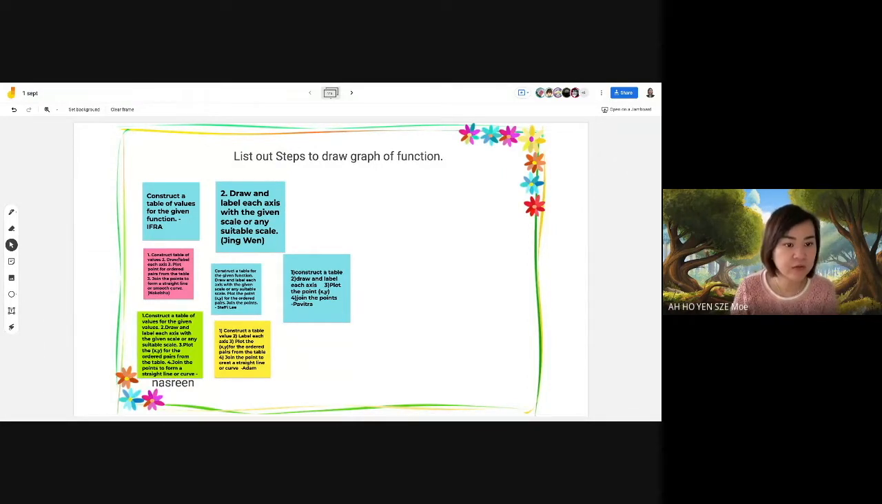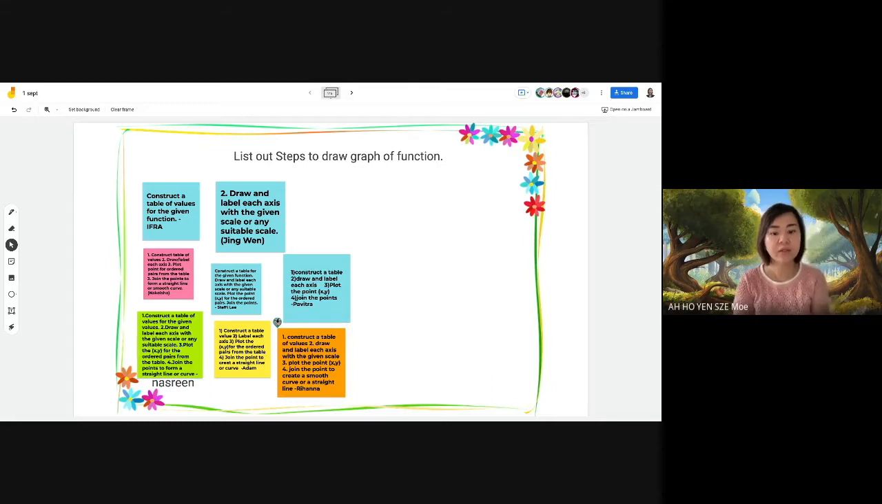Construct tables of values for the given functions. Then draw and label each axis with the given scale or any suitable scale. So that's one of the steps. Rahana put all of them: construct a table of values, draw and label each axis with the given scale, plot the x, y points, and join the points to create a smooth curve or a straight line. Pavitra also has the same thing: draw and label, plot, join. Yes, the four simple steps. Okay, good. Those that already responded here are correct.